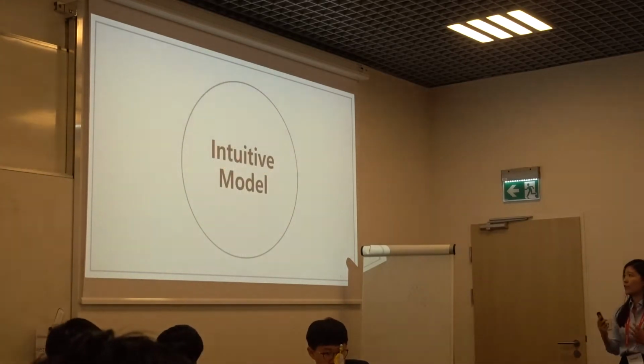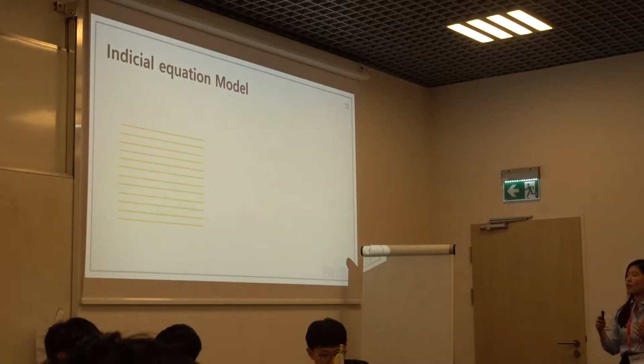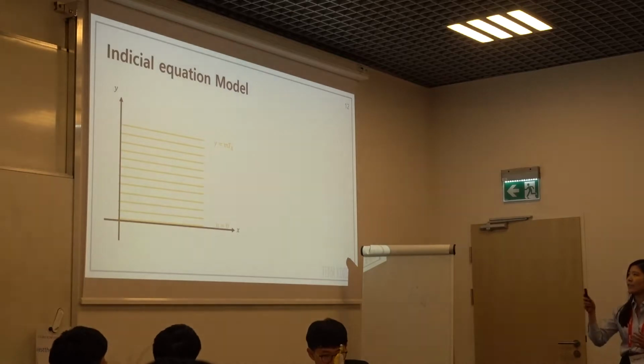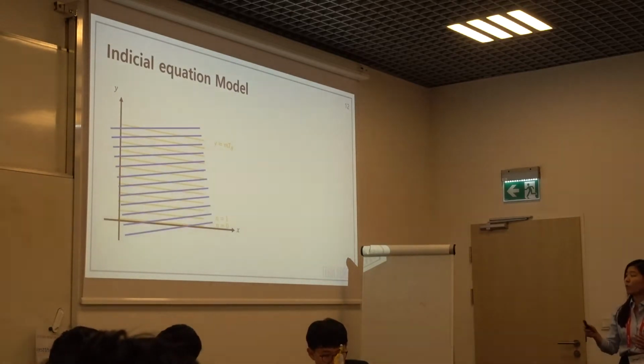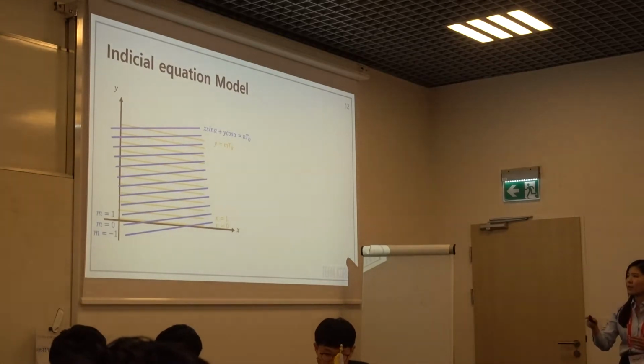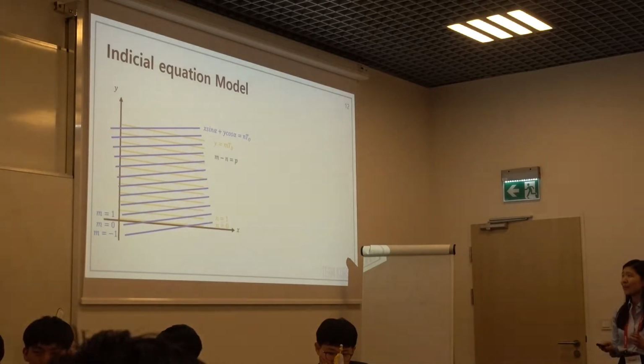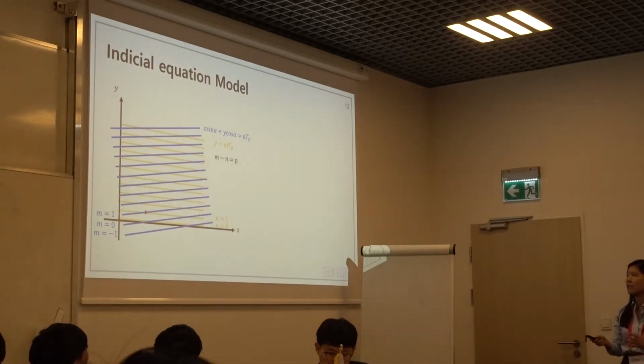First, the intuitive model. We could model this through an indicial equation model, putting this in a coordinate system and determining y equals m times x, where each of these Moire patterns could be numbered as follows. And for the overlay pattern, we could numerically have the indicial equation as follows, with each of the numbers as m, with each of the numbers n. And here, m minus n will be the pitch difference.